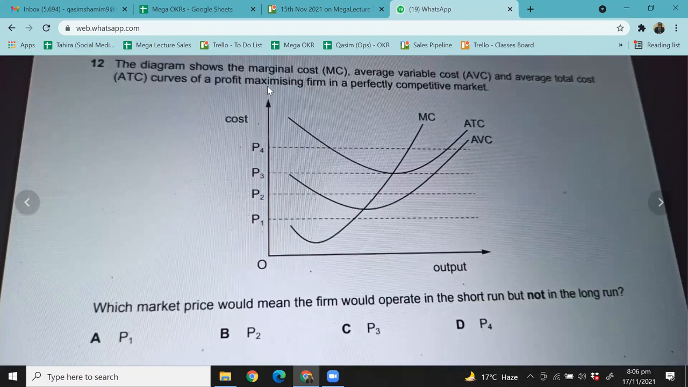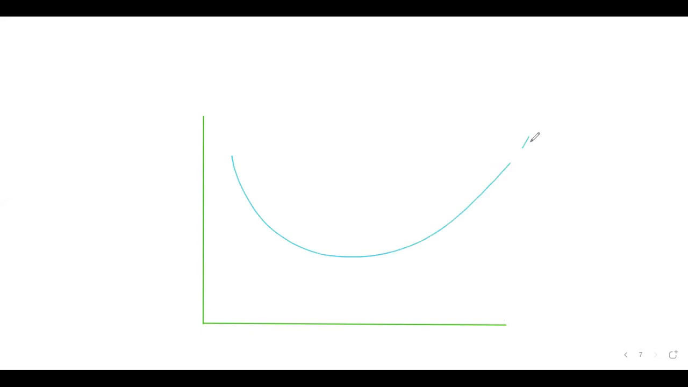Let me show this graph for you, because I think it's getting a little confusing for you all. Okay, have a look at this, students. In a perfectly competitive market, your marginal cost graph is basically your supply curve. Now have a look at this. Let me draw this, right? So this is your average variable cost.